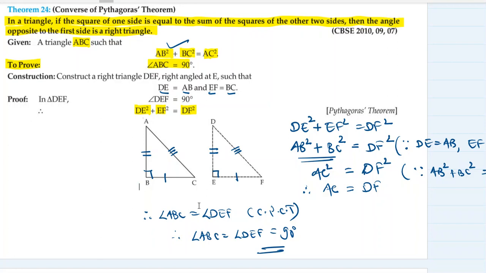You have to pause this video and then write the whole proof properly. This proof is also asked in exams, so you need to write the proof properly and remember how to prove it in future. All right, let's go to the next question.